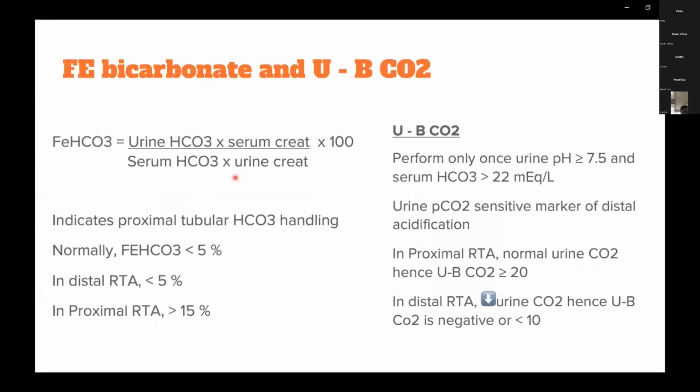So to differentiate between proximal and distal RTA, we have two important tests: the fractional excretion of bicarb and U minus B CO2. Like any fractional excretion, we are trying to look at the fractional excretion of bicarb and say if the primary defect is bicarbonaturia or a defect in acid secretion. If it is bicarbonaturia, which is the mechanism in proximal RTA, you expect that a lot of bicarb is now getting wasted in the urine. So whenever we calculate the fractional excretion of bicarb, it is going to be more than 15% in proximal tubular acidosis. The classical example is cystinosis, Canavan, etc.